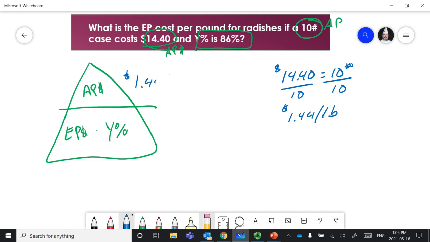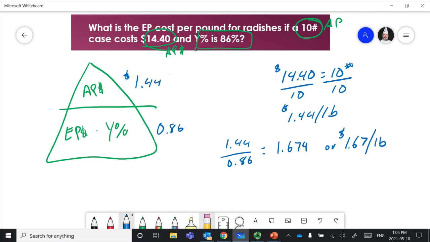So $1.44, and our yield is still 0.86, so we need 1.44 divided by 0.86, which will give us a new edible portion price of 1.674, or $1.67 per pound, right?